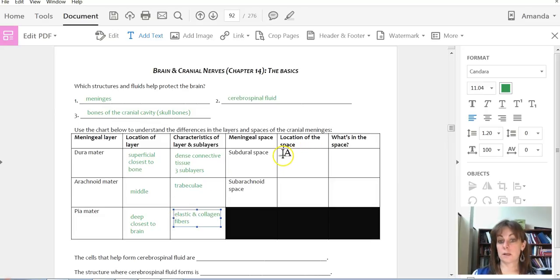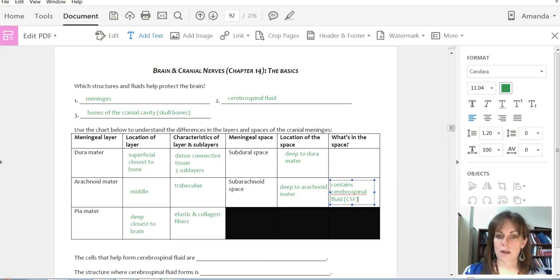Subdural space, sub, meaning going deep, like a submarine. So this is deep to the dura mater. Okay, and the subarachnoid space, deep to the arachnoid mater. Alright, and the big thing to know here for the subarachnoid space is that it contains cerebrospinal fluid. And that is the big deal with that space. Okay. And we're often going to see cerebrospinal fluid abbreviated CSF, so you should know that abbreviation.